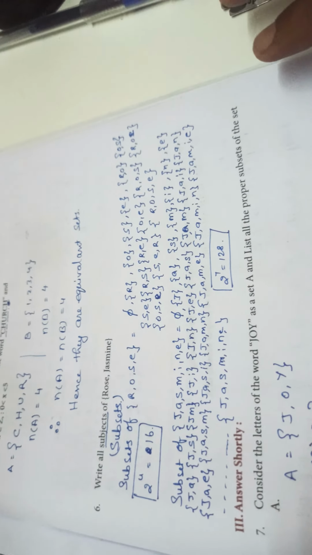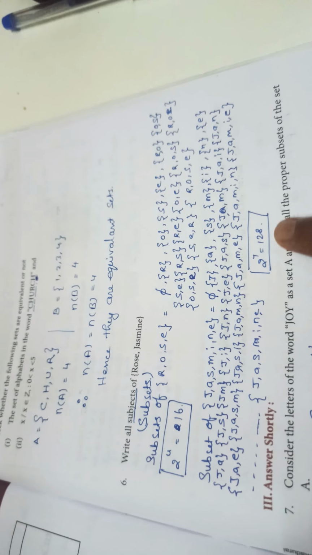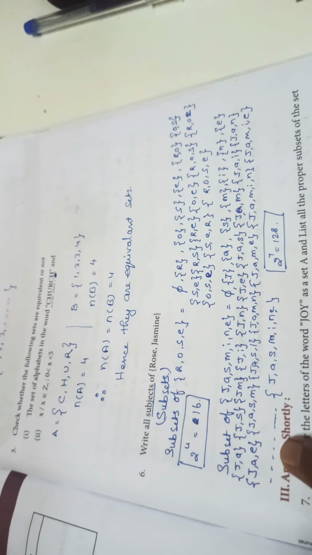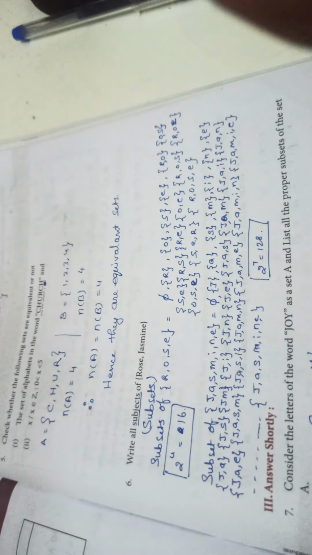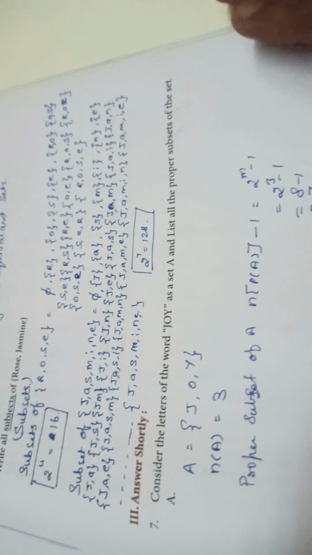Now in Jasmine there are a total of 7 elements. So 2 power 7 is equal to 128. There is not enough space to write 128, so I have just used this. The last element will be JASMINE. Okay, so you cannot write it all, so try to avoid that.